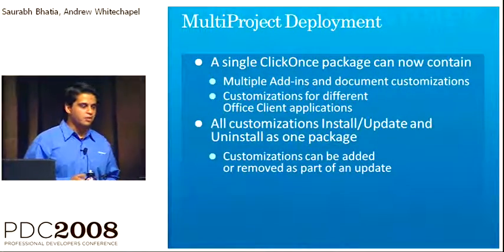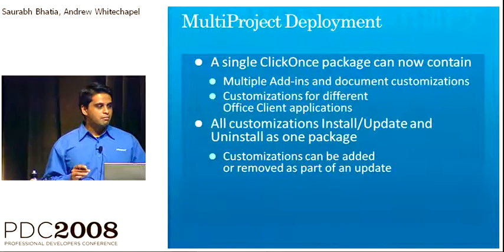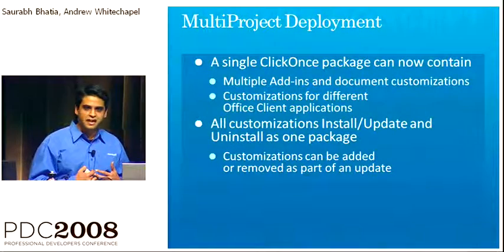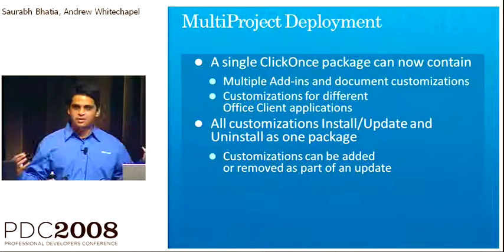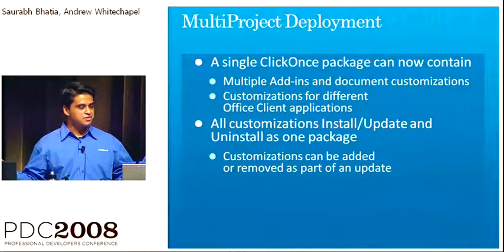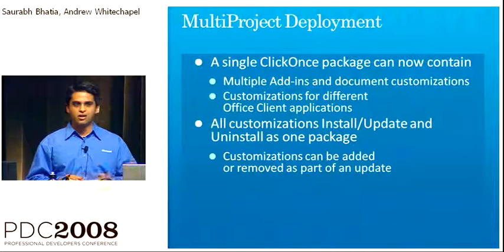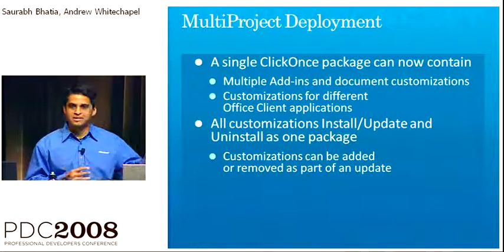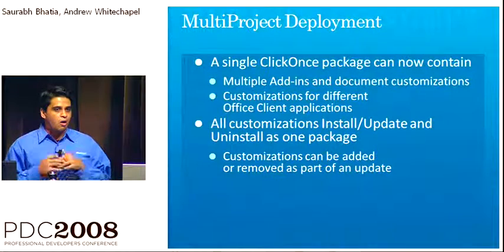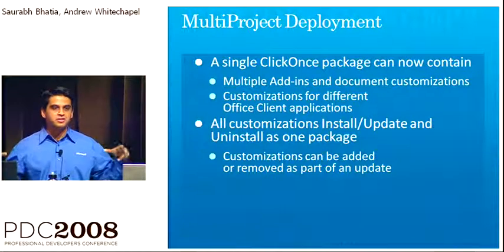First one is multi-project deployment. Multi-project deployment allows you to package multiple add-ins or Office document customizations in just one ClickOnce package. There can be any number of such individual customizations, and they could be of any Office application. So as we just saw, we could package an Outlook add-in and Excel template together, or we could have multiple Outlook add-ins or multiple Excel templates all packaged together in one ClickOnce package. All these customizations will install, update, and uninstall as just one solution.